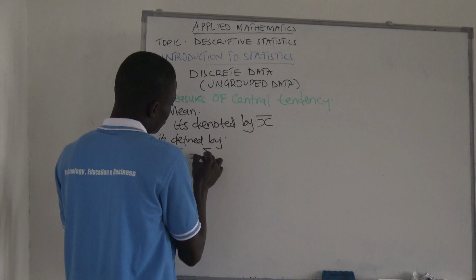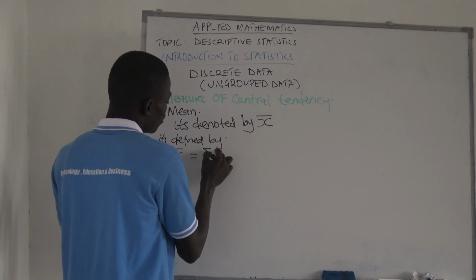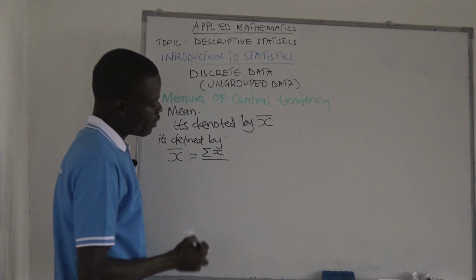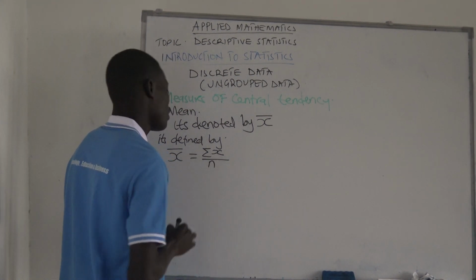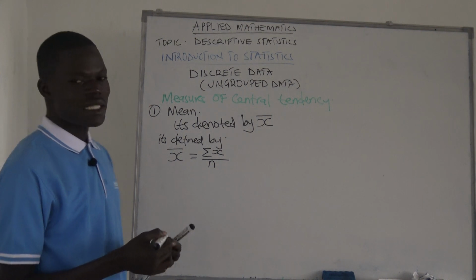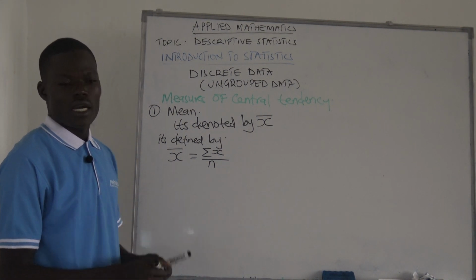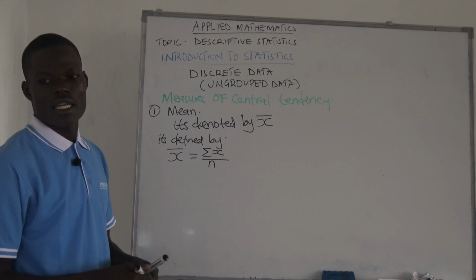summation of x out of n. Summation of x out of n. That's the value of the mean. Or that's how you find the mean.